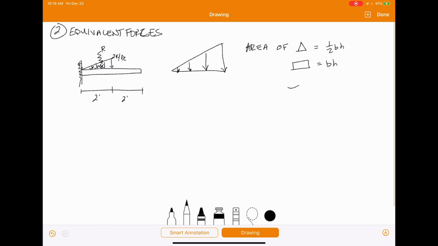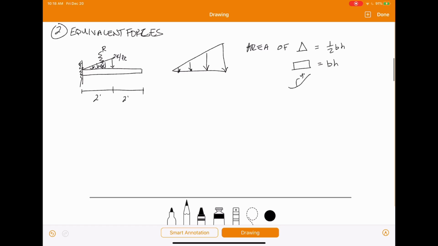If you had some weird curve that had an equation associated with it, you would take the integral from A to B of whatever that equation is.